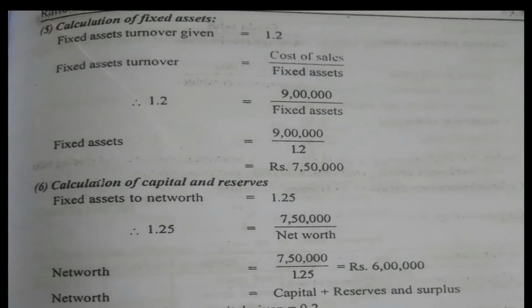What will be the value of x now? So 9 lakh divided by 1.2 will give me 7,50,000. That is the value of x. That is the fixed asset value. Okay. Now calculation of capital and reserves.